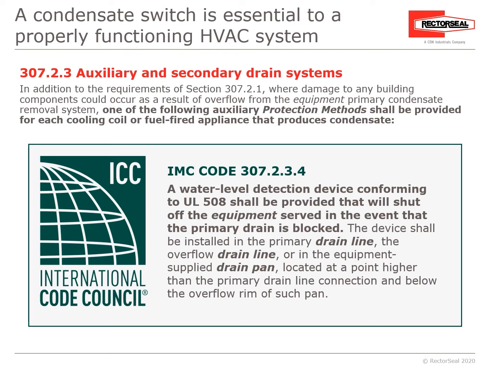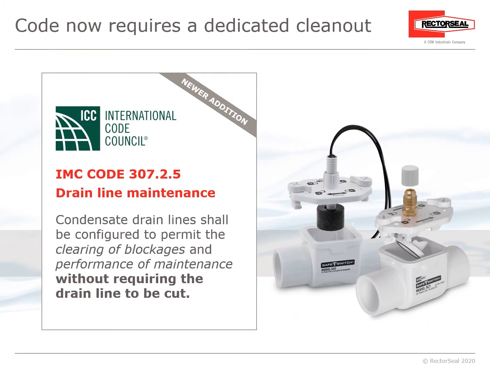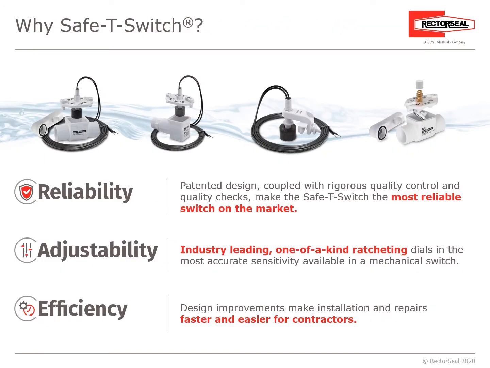And for this presentation, you will see the three new Generation 3 safety switch products that meet the ICC water level detection methods. In recent years, the International Code Council added language to the IMC that now requires a dedicated cleanout. The IMC Code 307.2.5 Drain Line Maintenance reads: condensate drain lines shall be configured to permit the clearing of blockages and performance of maintenance without requiring the drain line to be cut.